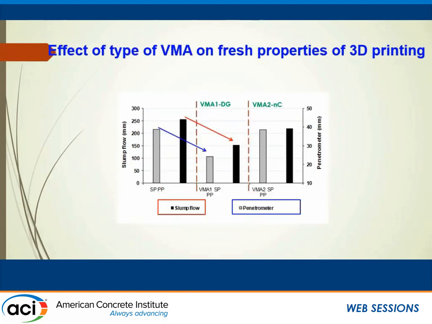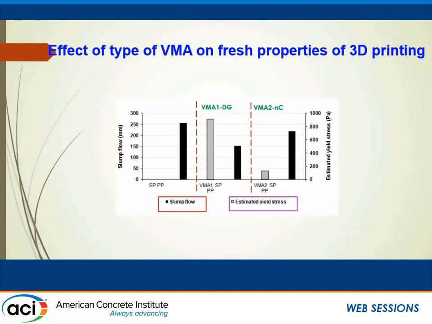Here we look at the effect of two types of VME. The first one was based on diutan gum, and VME 2 is based on nanoclay. In this case, the first VME was very stiff, the mix stiffened quickly, and the slump flow went down. The nanoclay mix's slump is lower than the reference. The penetration is slightly lower, but for that one it dropped dramatically. Even later with the diutan gum, it was impossible after 15 or 30 minutes to extrude this mix. It was too stiff because we quickly lost the workability.